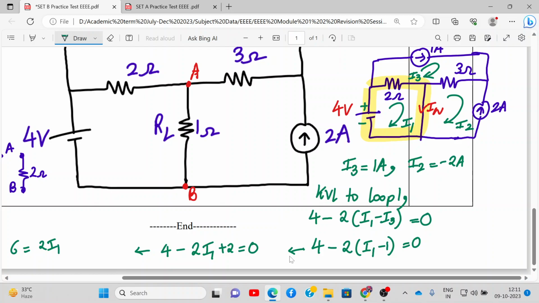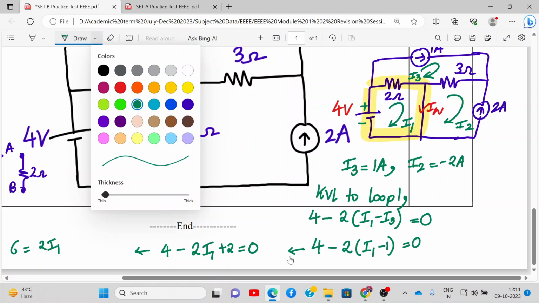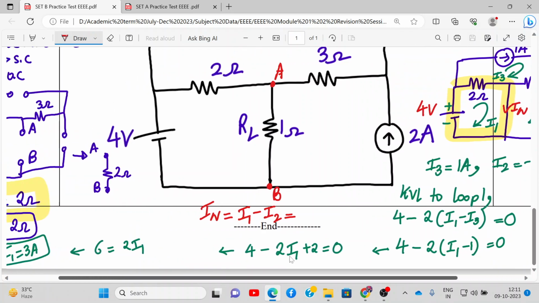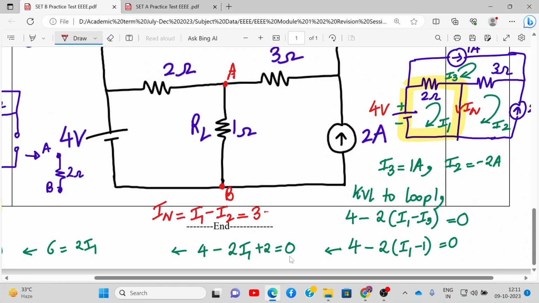Now we need to find the Norton's current IN. IN will be I1 minus I2. Why I1 minus I2? Because I1 and IN direction are the same and I2 is opposite in direction to IN, Norton's current. So I1 is 3 amperes and I2 is minus 2. So 3 minus (minus 2), and IN will be 5 amperes going down. So this is my Norton's current.